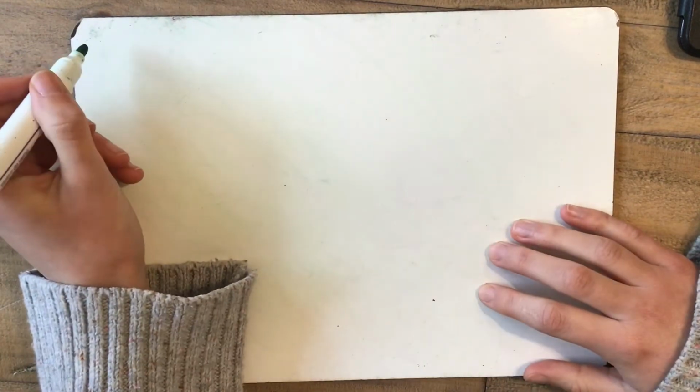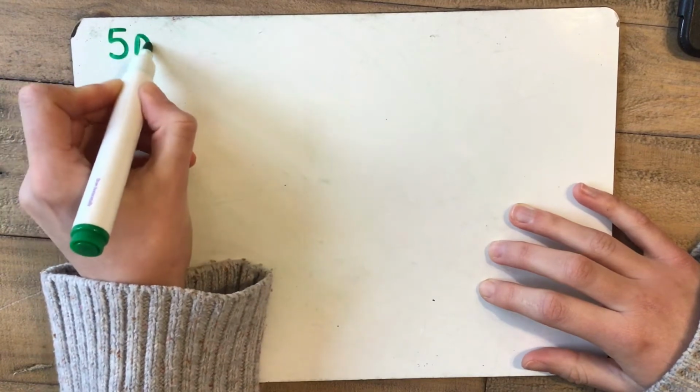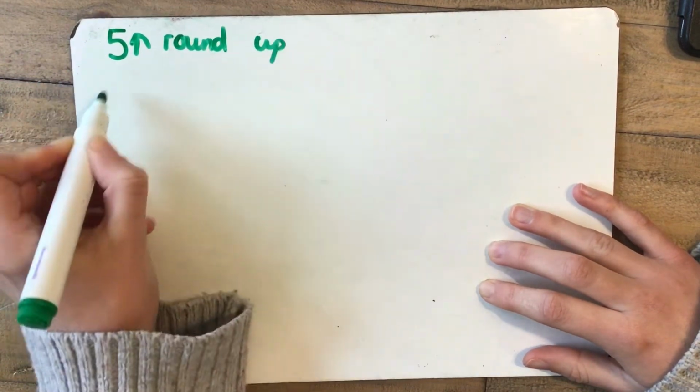Hi everyone, today's pages from your workbook are linked to rounding. So I thought I would just do a quick video because we've done lots of rounding in class and I think we're all pretty good at remembering the rule. If the number's 5 or above, we round up. If it's below, we round down.